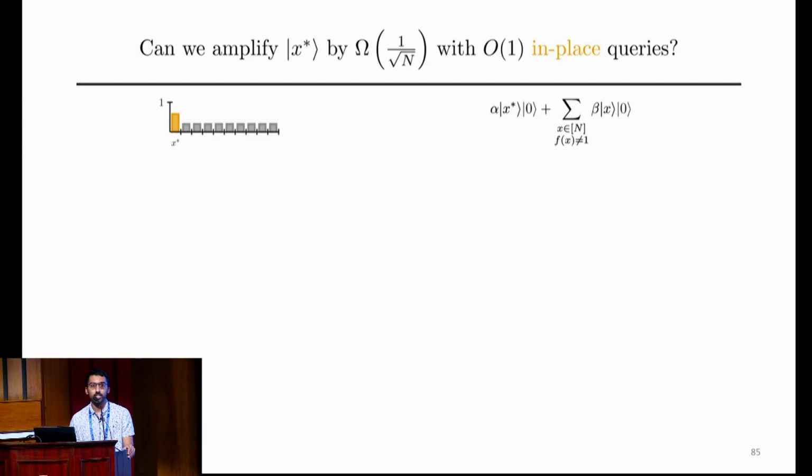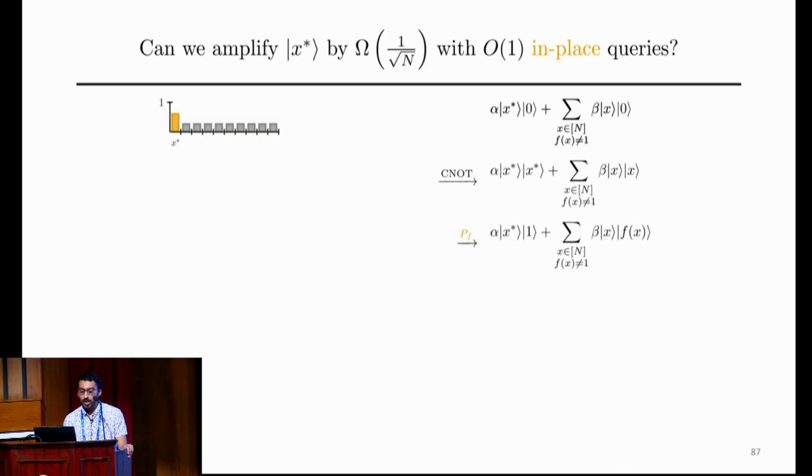Next, what we do is we introduce an auxiliary register initialized to 0. We XOR the first register into the second register in order to get 2 copies of the classical information. And then we apply an in-place query to that second register. And note that because our marked element is marked, f of x star is going to be 1. So that's why there's a 1 there on that second register.